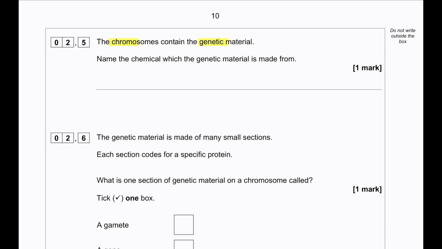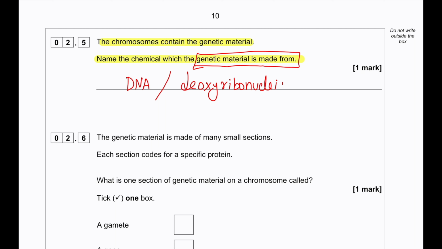The chromosome contains genetic material. Name the chemical which the genetic material is made from. Now we know the genetic material within any organism is made from DNA. So we are going to write DNA. The full form, deoxyribonucleic acid, will also be accepted. However, remember that this is an accepted answer. Writing DNA will be better for you.